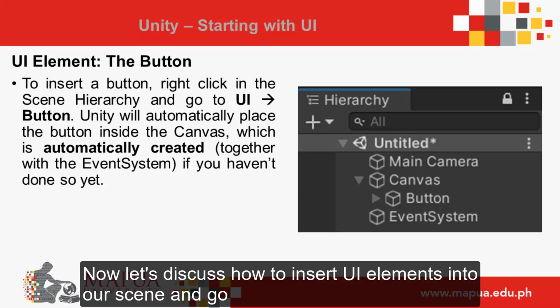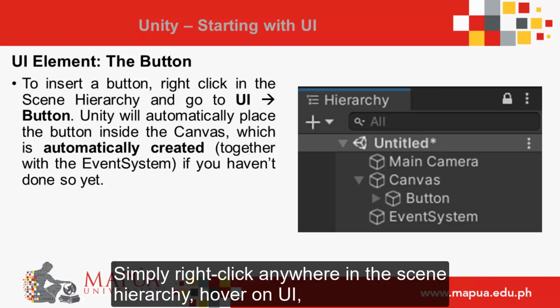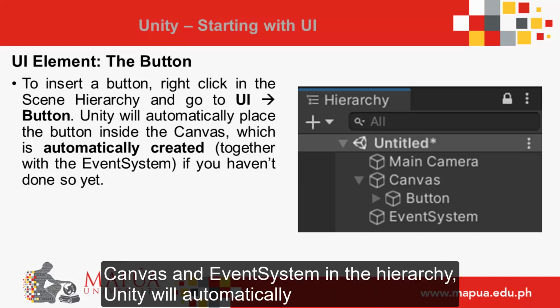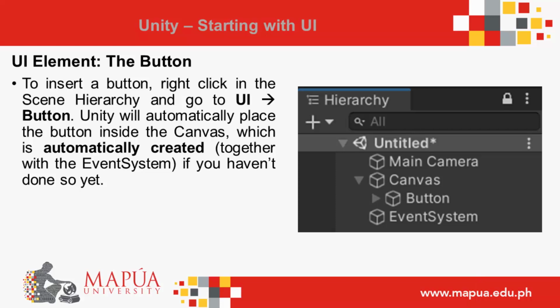Now let's discuss how to insert UI elements into our scene and go about working with them. Let us start off with a button. Simply right-click anywhere in the scene hierarchy, hover on UI, then select Button. If you don't have the canvas and event system in the hierarchy, Unity will automatically create them for you, and the UI element should be placed as a child of the canvas.